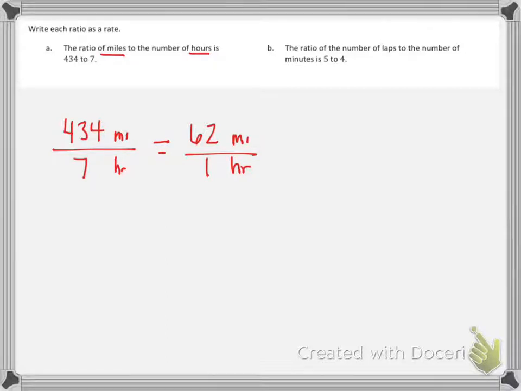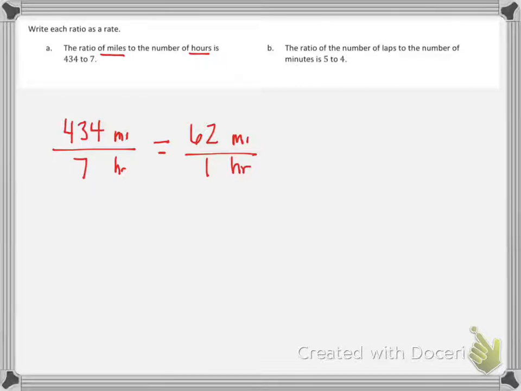Unit rates are just a way to make the rate fair. We did a lot of this before where we made the number of hours the same by scaling up, and now we're just scaling down. We're moving it down to 1 hour. How many miles in 1 hour?